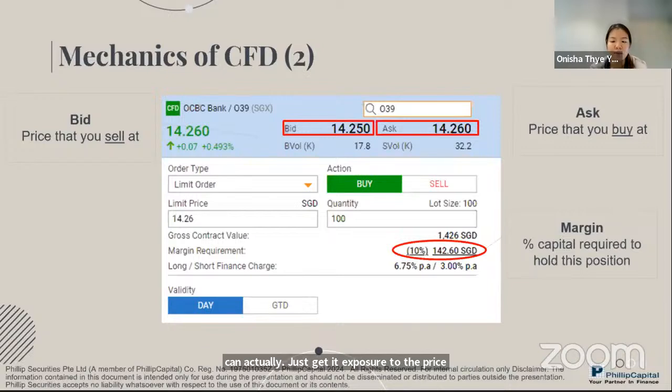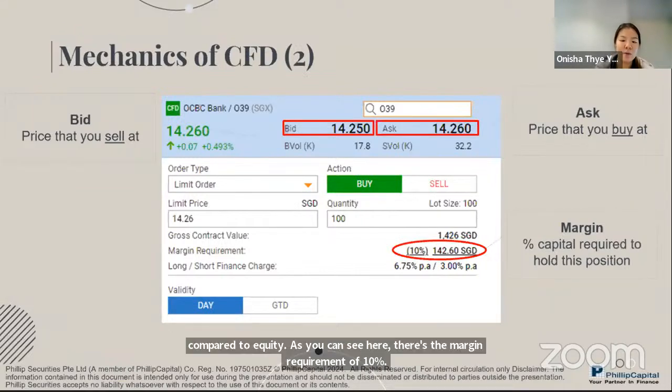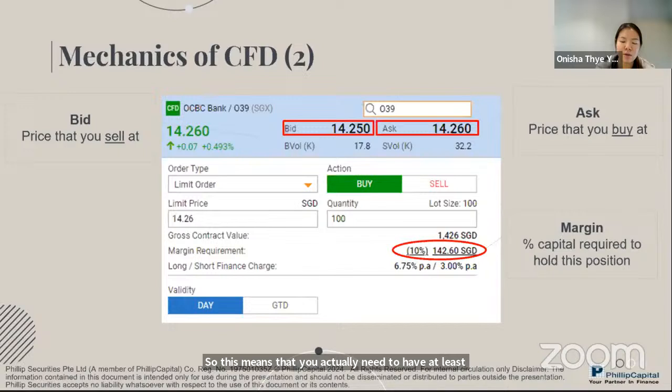Now the difference comes in when you trade CFD as compared to equities. As you can see here, there's a margin requirement of 10%. This means that you will need to have at least 142.60 in your CFD account to hold this 100 OCBC CFD position.